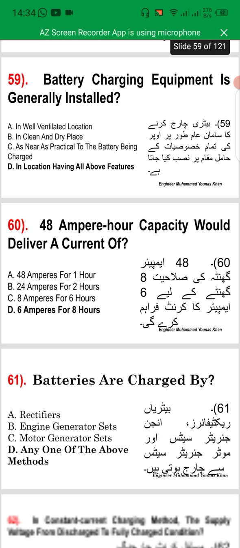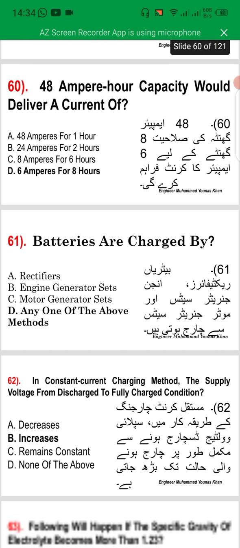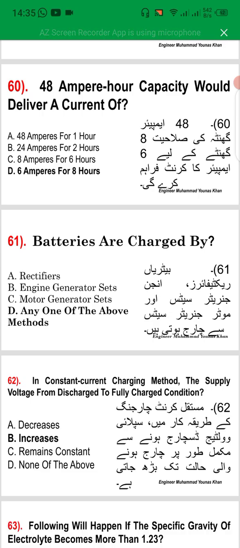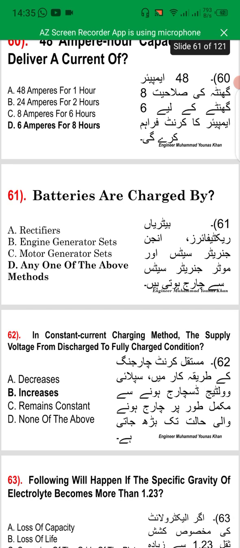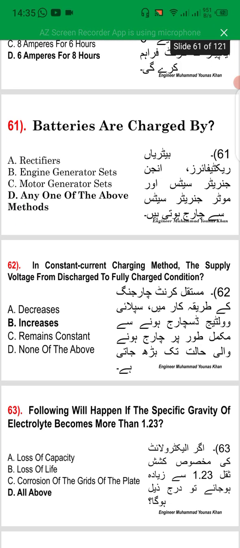Battery charging equipment is generally installed in locations having all the above features. A 48 ampere hour capacity battery would deliver a current of 6 ampere for 8 hours. Batteries are charged by any of the above methods: rectifier, engine generator sets, motor generator set.